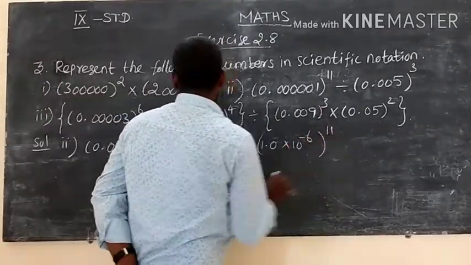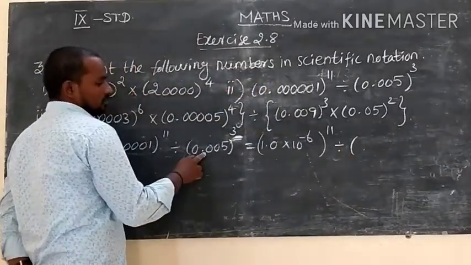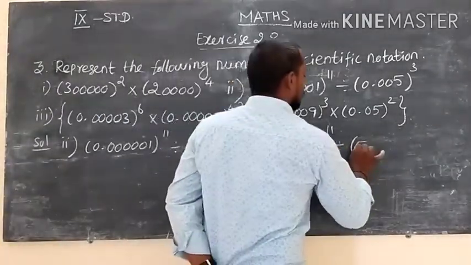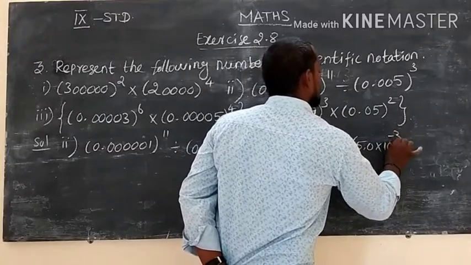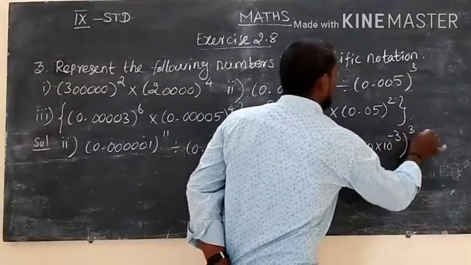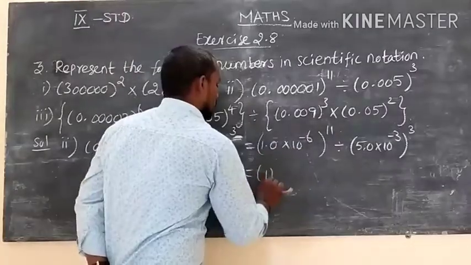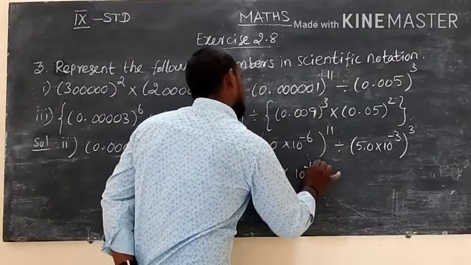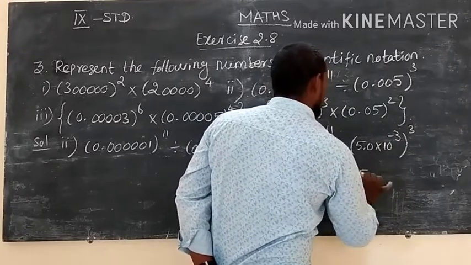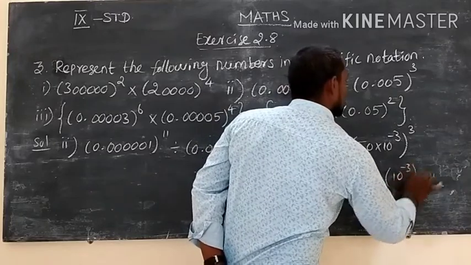The whole power 11 divided by, in the same manner, the decimal is there, making the shift left to right: 1, 2, 3. We write 5.0 into 10 power minus 3, because we made 1, 2, 3 shifts. Then the whole power 3. This power 11 is common for both the terms. So 1 power 11 into (10 power minus 6) the whole power 11, divided by 5 power 3 into (10 power minus 3) the whole power 3.